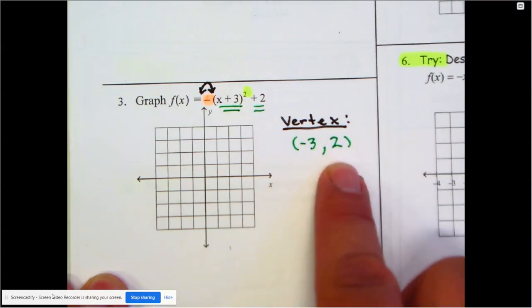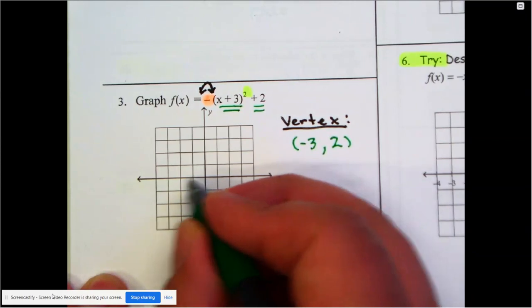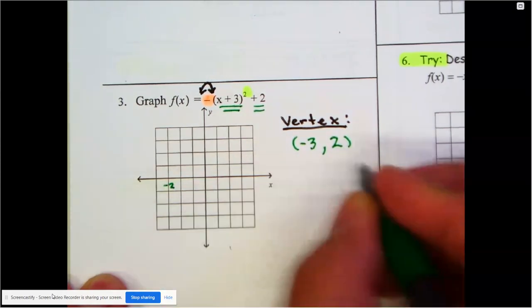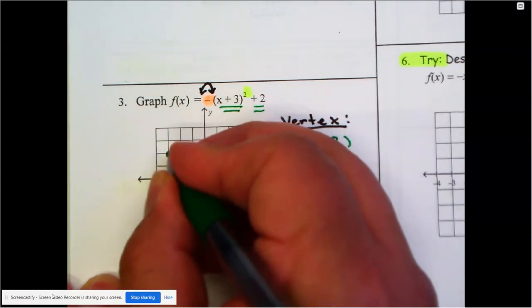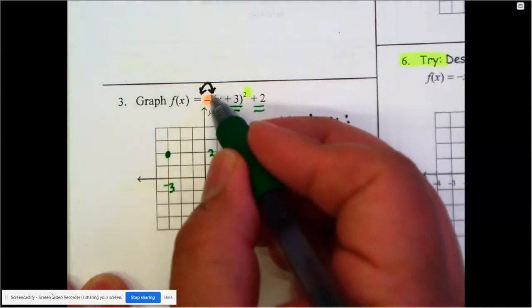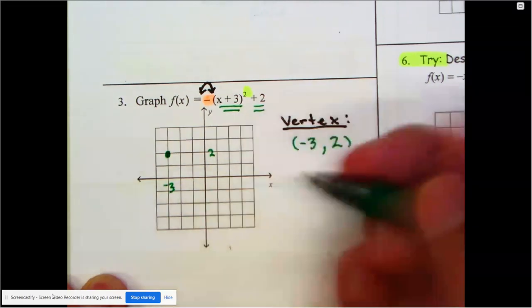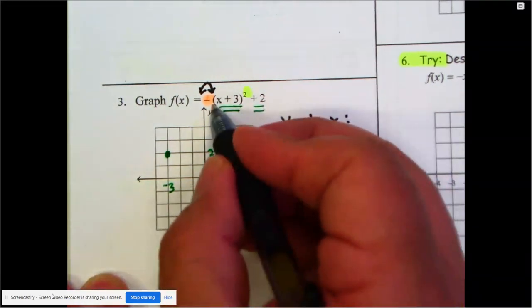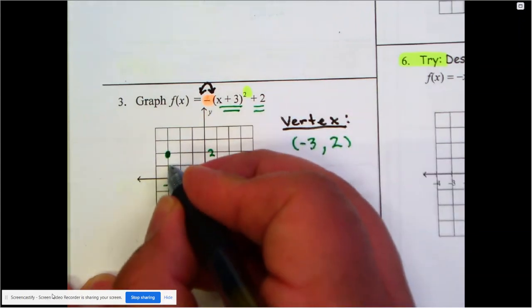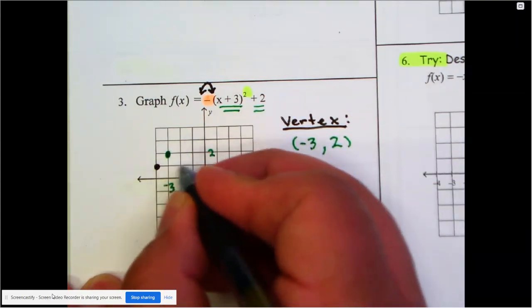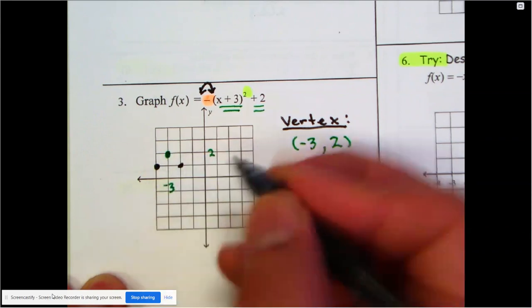So we're going to draw this point. We're going to go to negative 3 and positive 2. So there is our vertex. And we already know we're dealing with a parabola that opens down. And because we're not doing any kind of stretching or shrinking, we already know that our classic 2 points kind of form this little T, if you think of it that way.